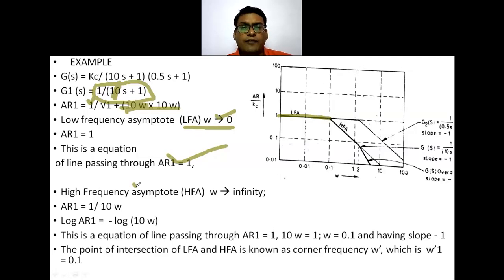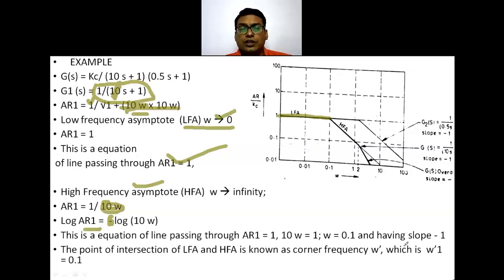Then for the high frequency asymptote, omega tends towards infinity, so that will depend on 10 omega: under root of 1 plus (10 omega) whole square. So 1 is negligible, so under root of (10 omega) square, that means 1 upon 10 omega. So I can take the log of this and it becomes a slope of minus 1. So this is the equation of the line passing through amplitude ratio equal to 1 with a slope of minus 1.